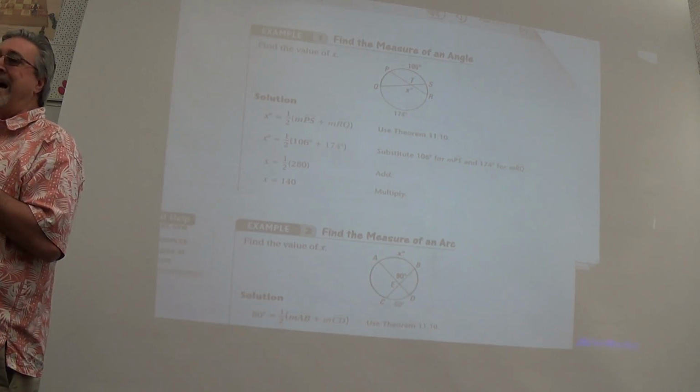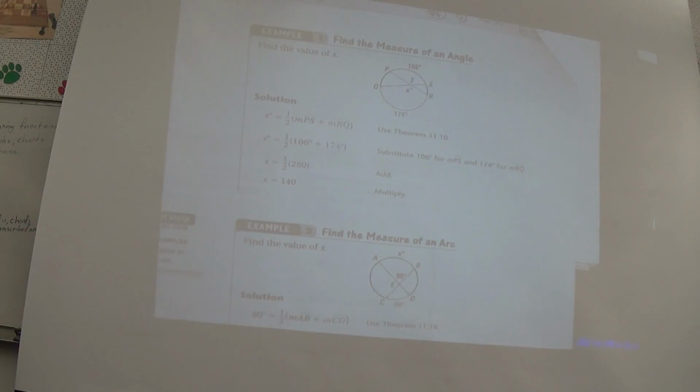All right, so it's not an inscribed angle, because that would be 1/2 the measure of its intercepted arc. It's not a central angle, because that would be equal to its intercepted arc. We're talking about an angle that is created by two chords intersecting in a circle, and is the average of the two arcs.